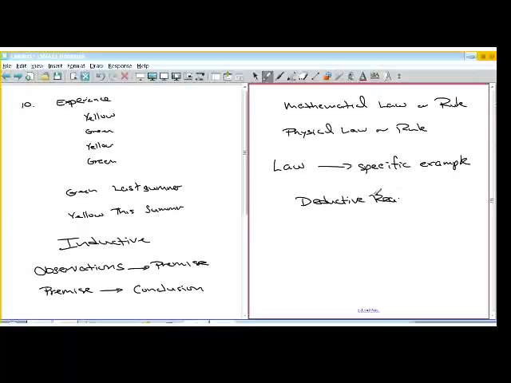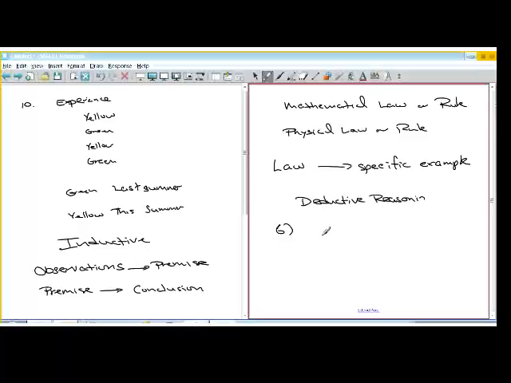So what I would suggest is you write these things. Inductive reasoning, you go from observations to a premise, and then premise to make a conclusion. Deductive reasoning, you start with a law and you apply it to a specific example. And then you look at the homework and the examples we did in class. So I'm going to use number 6 as an example of deductive reasoning.